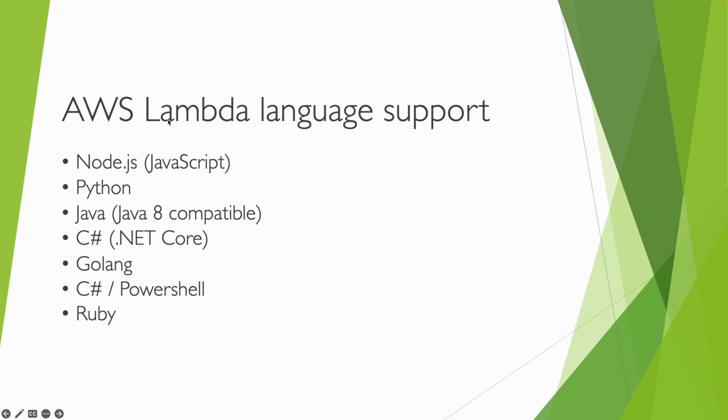So what are the languages that are supported by AWS Lambda? First thing is Node.js, Python, Java, C Sharp, C Sharp for PowerShell, Go language, and Ruby. So these are the programming languages that are supported by AWS Lambda. So you can write a piece of code in any of these languages, deploy it, and run it in AWS Lambda, okay.